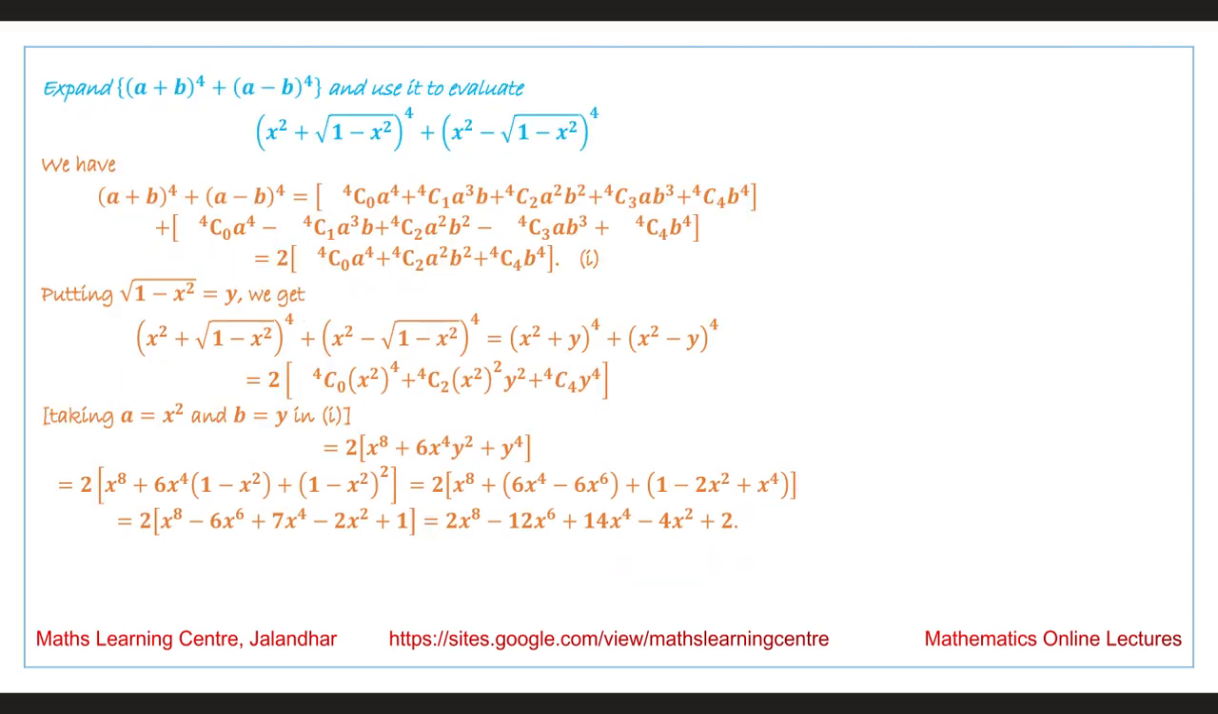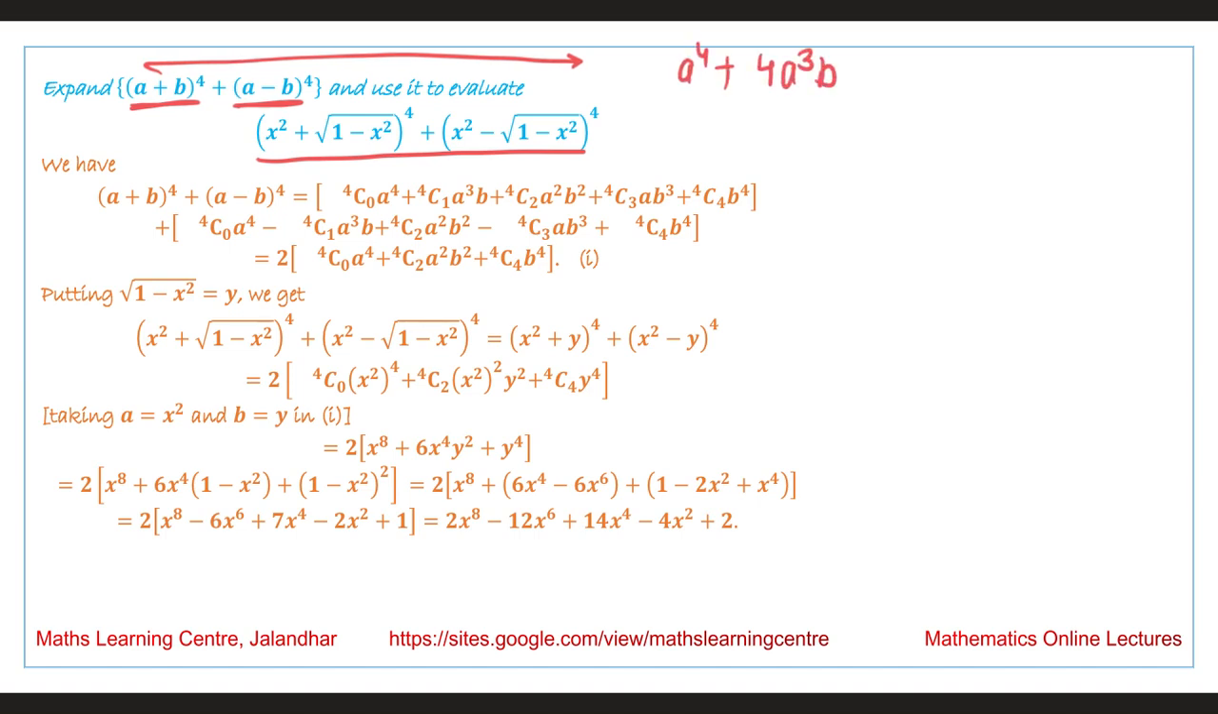Next, we have to expand a plus b raised to the power 4 plus a minus b raised to the power 4, and we have to use it to evaluate this particular value. So if we are talking about a plus b raised to the power 4, the answer we will have is a raised to the power 4 plus 4a cube b plus 6a square b square plus 4ab cube plus b raised to the power 4.